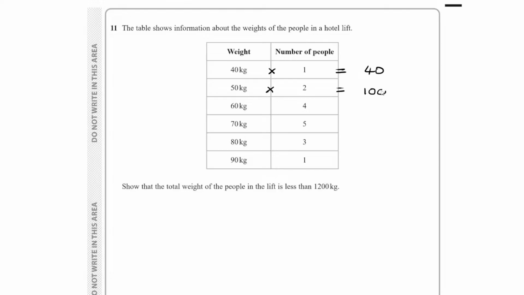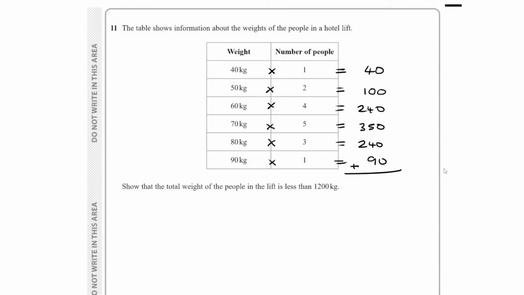And then here we've actually got 4 people who weigh 60 kilos, so that would be 240. You can obviously put it in the calculator if you want to, that's fine. Then we've got 5 people who weigh 70 kilos. So again, multiply that. 3 people that weigh 80, 240 again. And then 1 person weighs 90, so that's just the 90, isn't it?